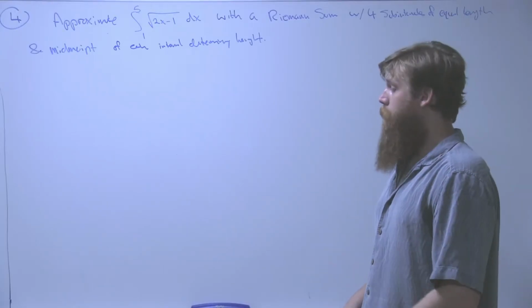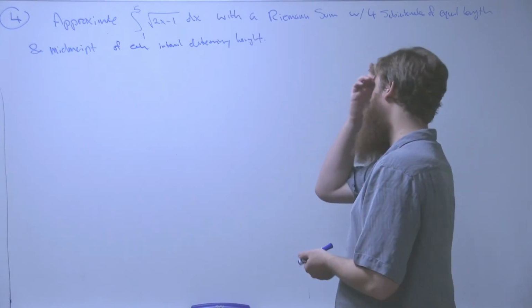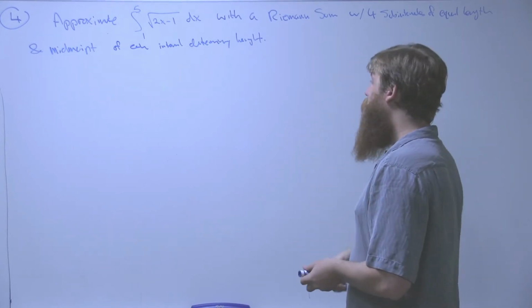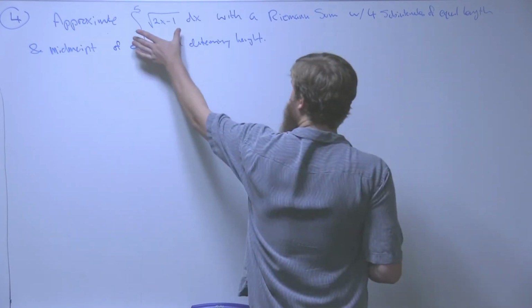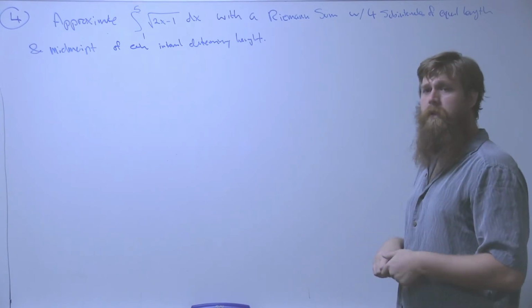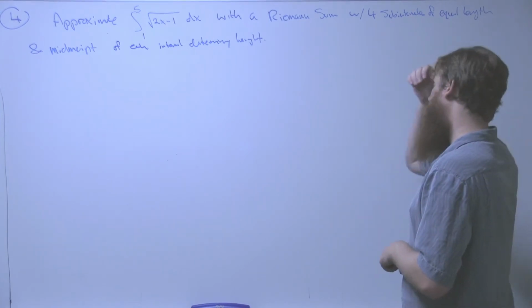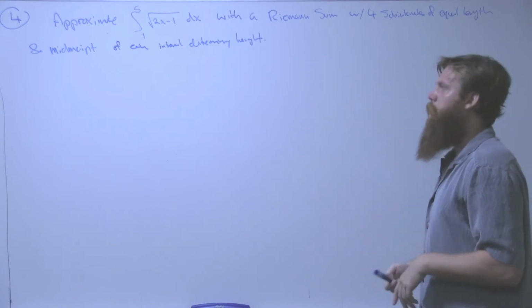Now we're going to look at problem 4 of part 2 of the MAC2233 final exam review for UF Online students. This is really a problem in 2 parts. They ask us to approximate the integral from 1 to 5 of square root of 2x minus 1 dx using midpoint Riemann sums with 4 subintervals. And they also ask us to calculate the exact value of that integral and then to compare the two.